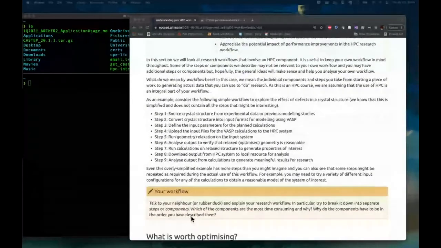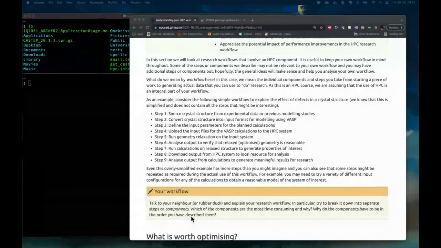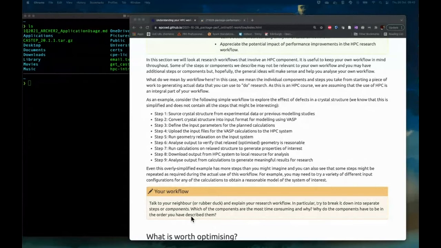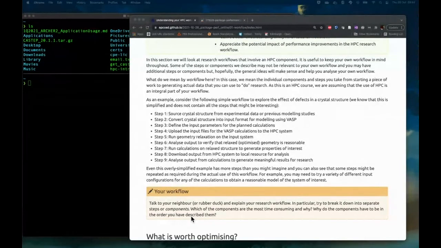in a material science area, looking at crystal structures. Sorry, this is because in a former life before I started working for EPCC, I did material science. So this is the example that naturally comes into my head, but hopefully it's pretty transposable into other areas. So you might have the steps of sourcing some sort of crystal structure from either some experimental data or previous modeling studies. You convert the crystal structure into an input format for modeling using a particular software package you may not have heard of called VASP.